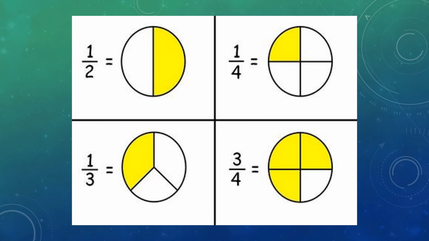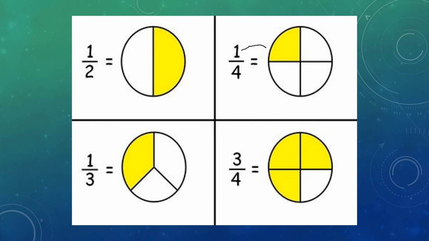Looking at the next example, right here. One part is shaded, but how many parts was the whole circle divided into? Well, for this example, 1/4, this circle was divided into 4 parts. One part is shaded, that's this part right here, but there were 4 parts divided. The whole was divided into 4 parts.